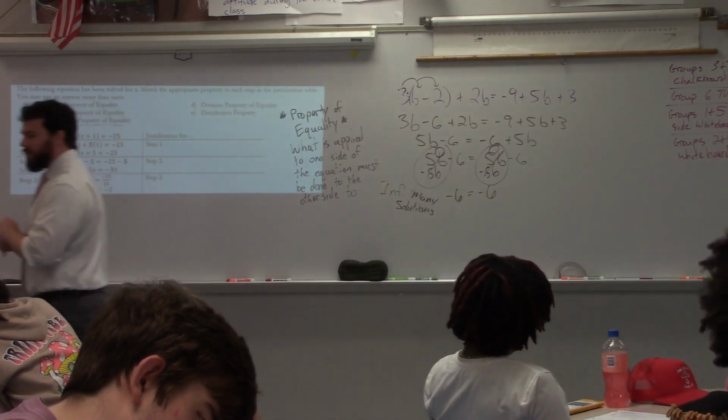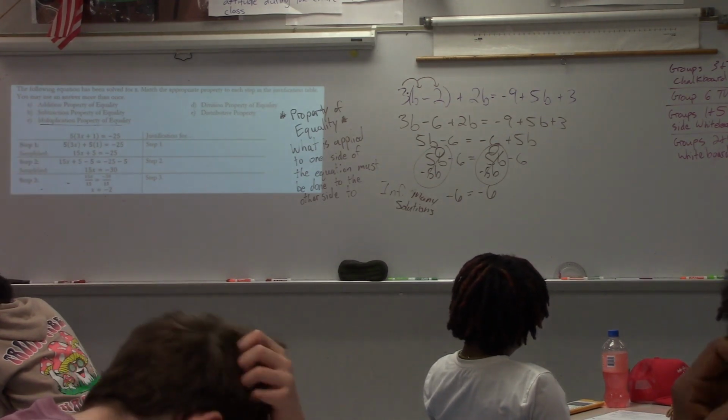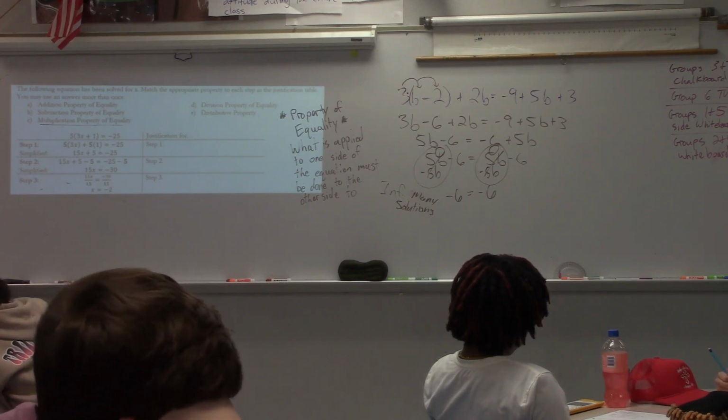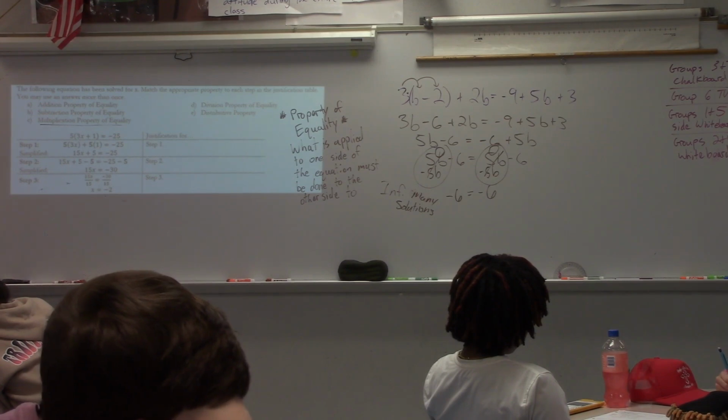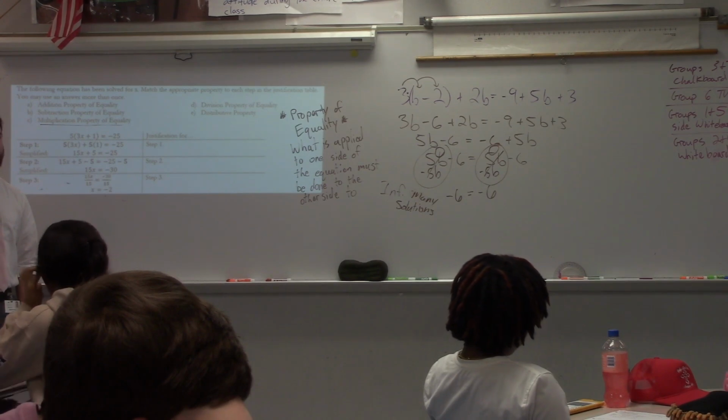What is the purpose of that though? Why, whatever I do to one side, do I have to do it to the other? To keep them equal, or equivalent. Equivalent, right? What do we mean by equivalent? The same, even though they look different.